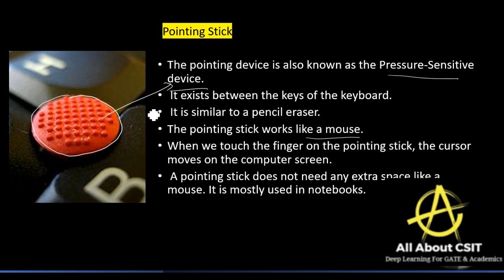When you touch your finger on the pointing stick, the cursor moves on the computer. When pressure is applied on the stick, the cursor is going to move on the computer screen. The pointing stick does not need any extra space like a mouse. Here I'm placing my mouse separately, so extra space is required, but the pointing stick does not require any extra space. It is inbuilt in the keyboard. So it is mostly used in notebooks.